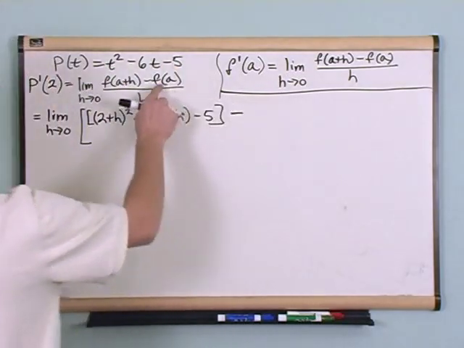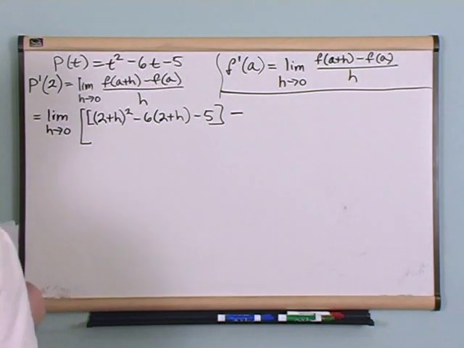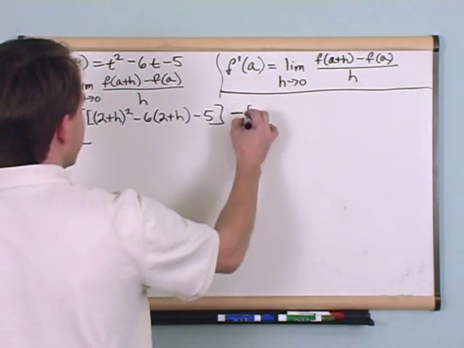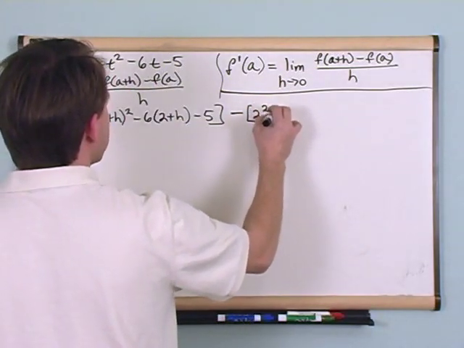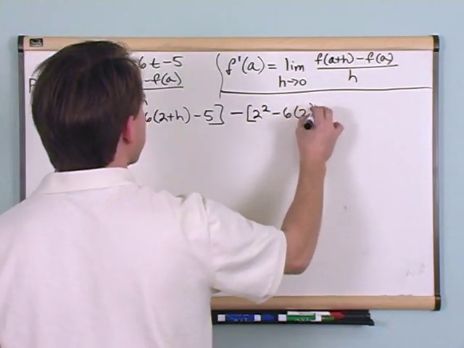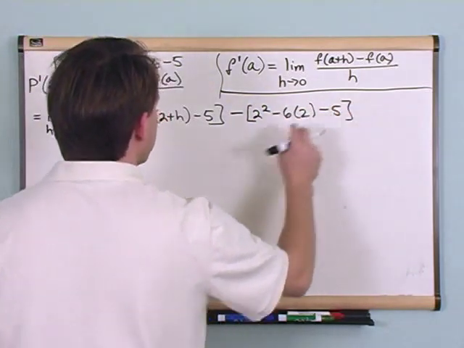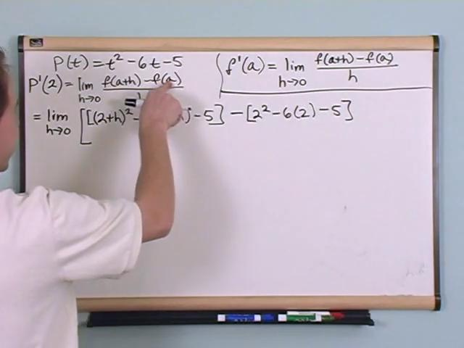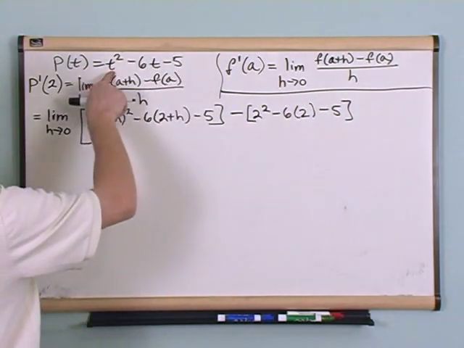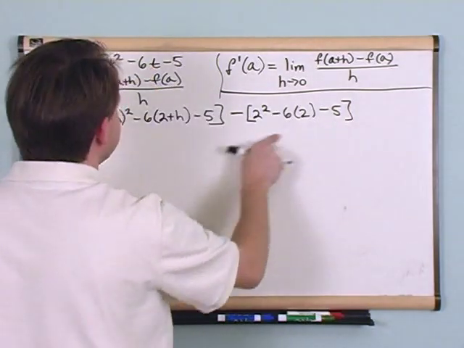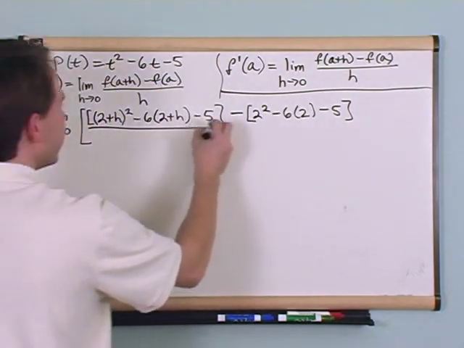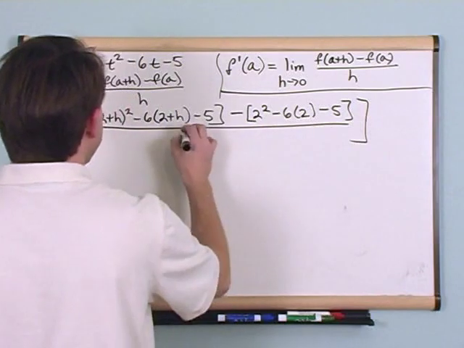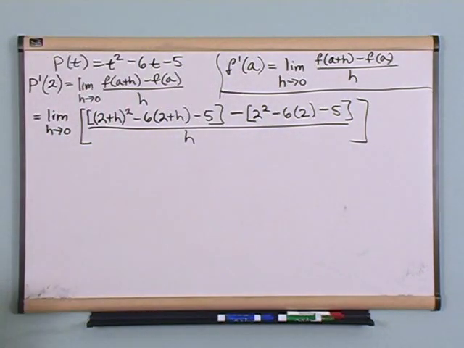But remember, I've got to subtract this quantity, which is just f of a. So I'm going to have over here 2 squared minus 6 times 2 minus 5. Now why did I do it like that? Because it's f of a where a is equal to 2. So I just plug 2 in here and 2 in here, and I get this. Okay? And all of this stuff is over h. Okay?